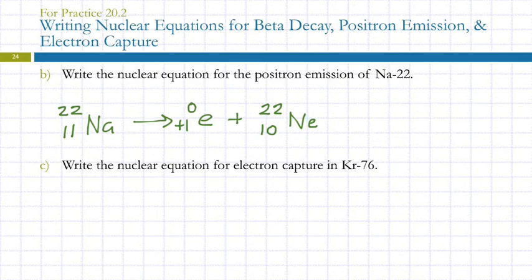One more. Electron capture in chromium-76. Not chromium, krypton. I don't know what's wrong with me today. Krypton-76. So that's element 36. Electron capture. So now we're going to add an electron. Instead of one like this where an electron or a positron is emitted, we're going to put one in. So plus 0, minus 1. So we have 76 up here, and then we've got 35 down here, and so that's bromine.